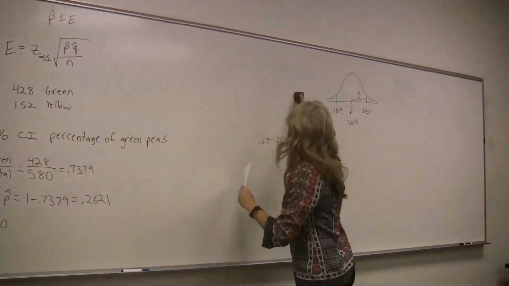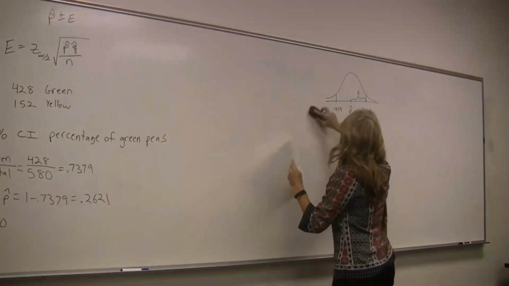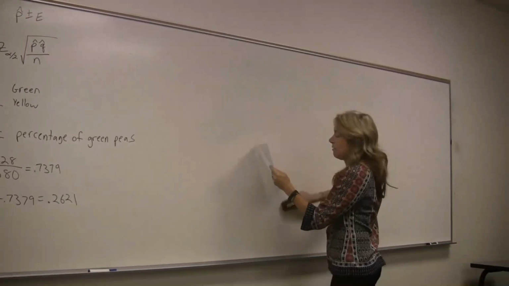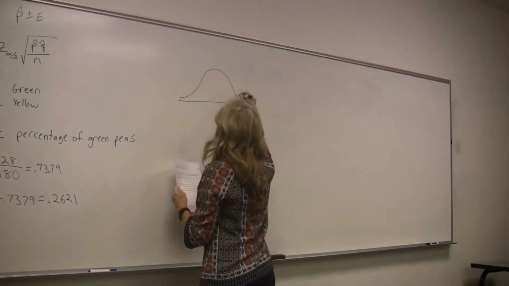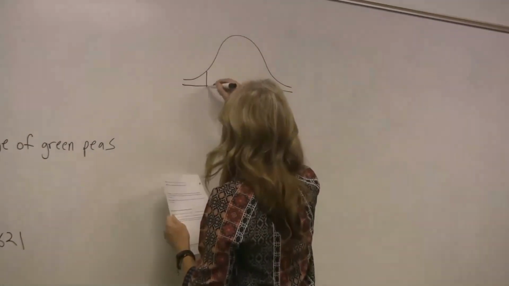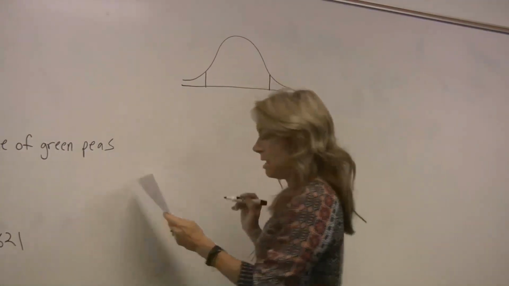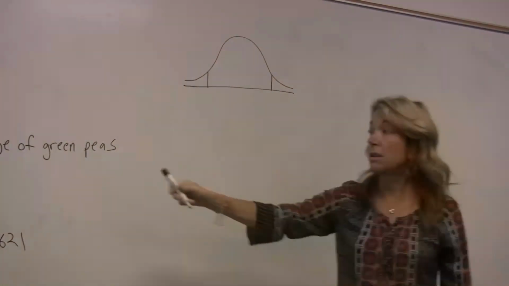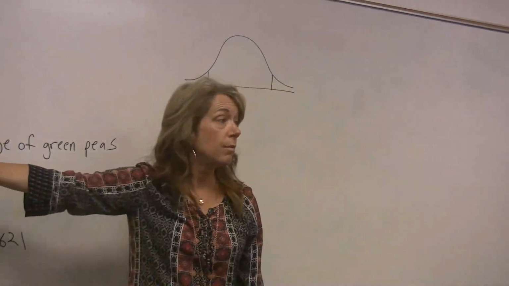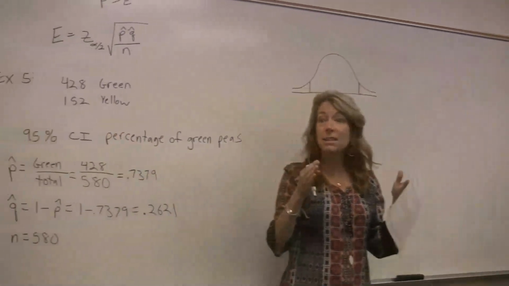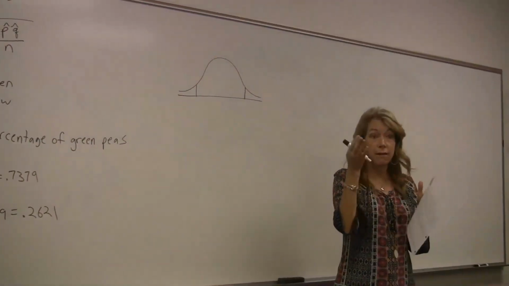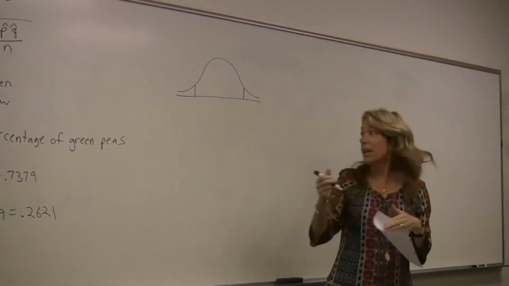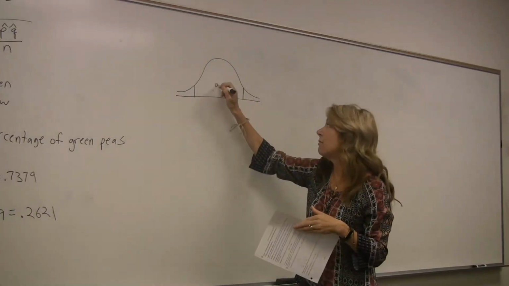So let's use the picture of the normal distribution to find my critical value. We are now looking for a 95% confidence interval. So what area is inside my interval? Inside 95, right? If it's a 95, I need 0.95 in here.